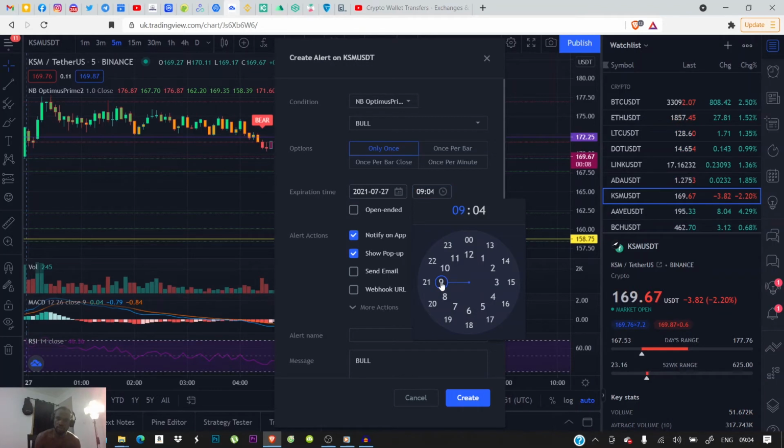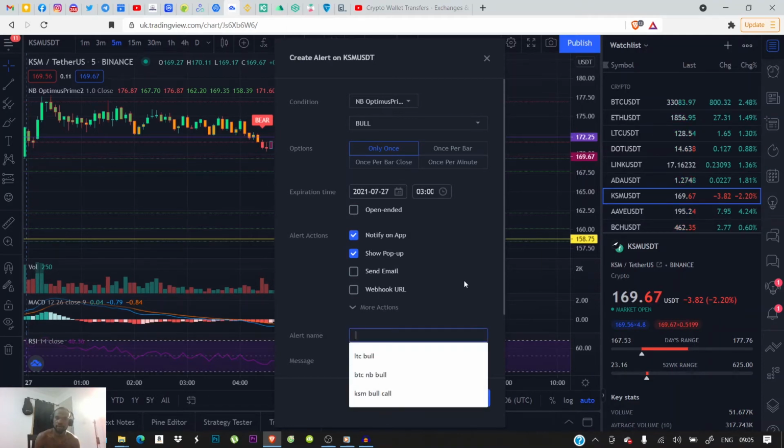So I'm going to change this from about 9 a.m. to, let's say, about 3 p.m. I want it to expire. You understand? 3 p.m. and boom, notify me on the app. Okay, show pop up, and then put the alert name, and then I'm going to create it.